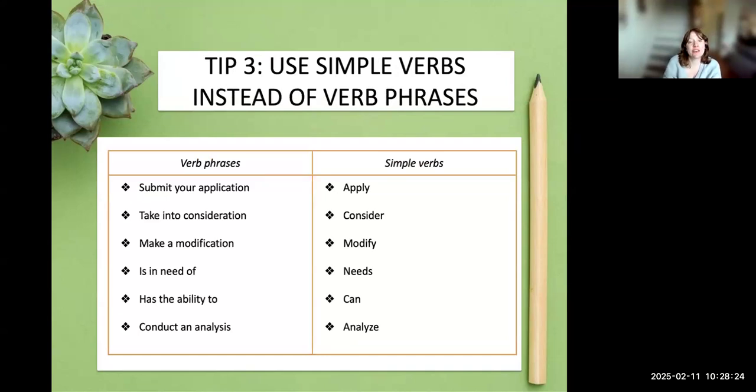So this third tip, use simple verbs instead of verb phrases. This really comes down to being concise. So omitting any words that are unnecessary, that just make your sentences longer and might cause confusion. So here are just a bunch of examples of verb phrases. Submit your application, take into consideration, make a modification.